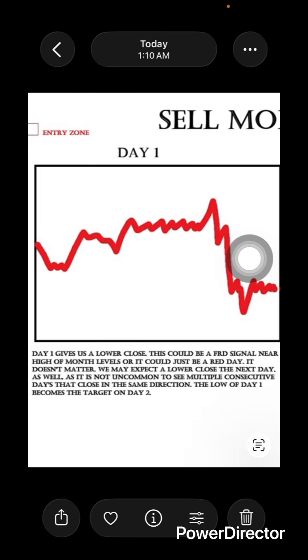We keep it simple. We might expect a lower close the next day as well, as it is not uncommon to see multiple consecutive days that close in the same direction. The low of day one becomes the target on day two, right? So it's not uncommon for us to see 6, 7 days that all give us higher closes, or 3 or 4 days that all give us lower closes, all right?